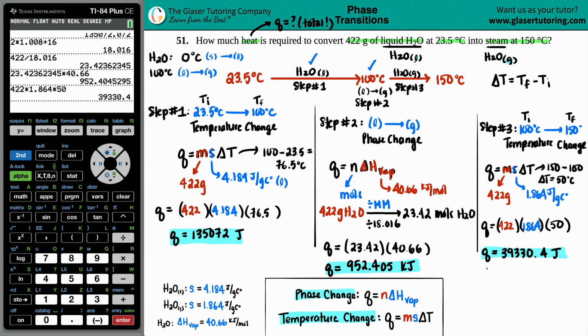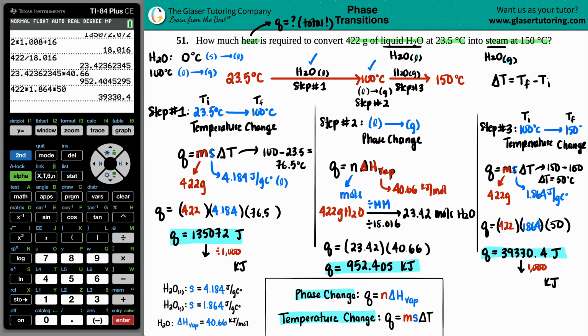Now it doesn't really matter whether you go to kilojoules or you go to joules. These are pretty big numbers. So we might just want to convert to kilojoules for all three of these. So let's do that and then we'll add them together. Now just remember that joules to kilojoules is always just dividing by 1,000. So for step number 1 and step number 3, all you have to do is just divide by 1,000, or you can take the decimal, move it over to the left 3 times.